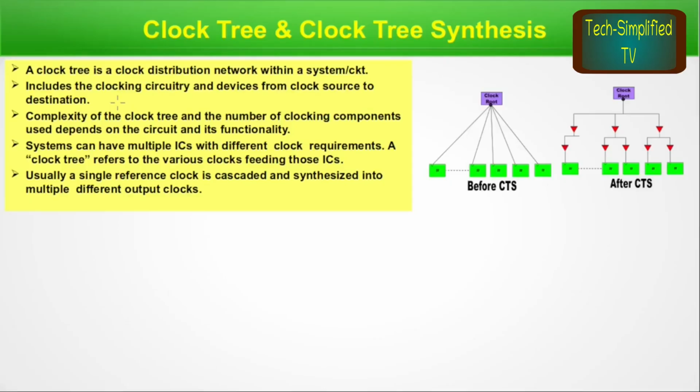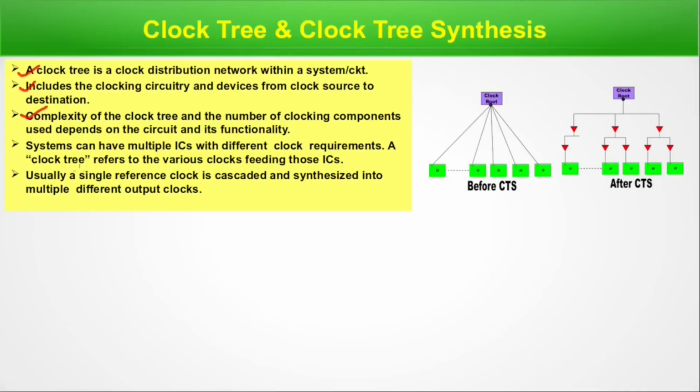Here we will discuss the clock tree, its structure, its parameters, its challenges, all of these things. The complexity of a clock tree and the number of clocking components used depend on the circuit and its functionality. How complicated a clock tree should be depends on the number of sequential components present in the circuit, and that depends on the complexity of the function it is performing. If the function is really complicated, with a lot of work the design is doing, then its circuitry is complex, and the clock tree and its complexity are also higher in such cases.